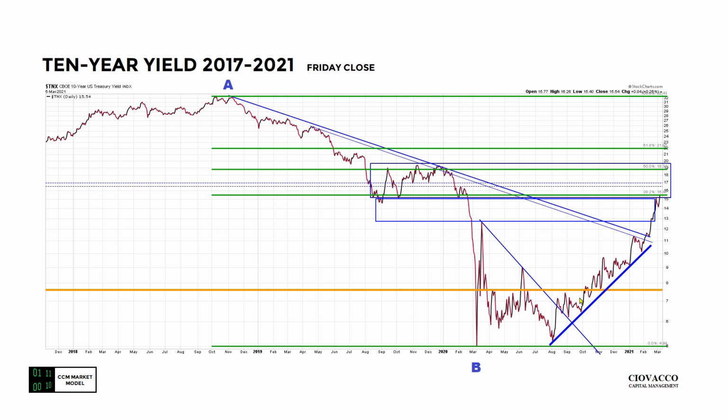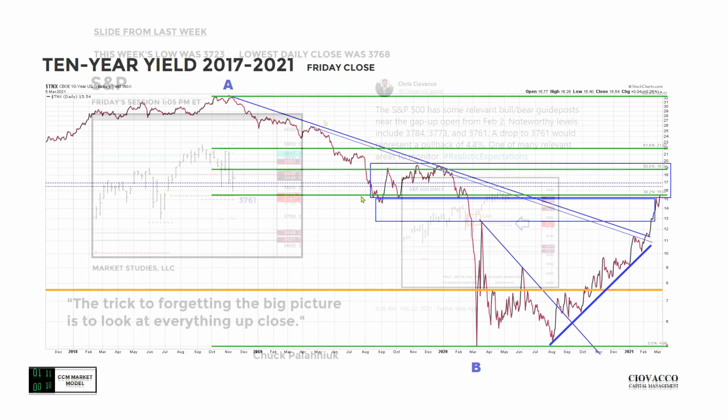The 10-year yield closed right at the 38.2% retracement of that A to B drop during the COVID crash in the stock market. This line may act as resistance. That's why we refer to all resistance as potential resistance.